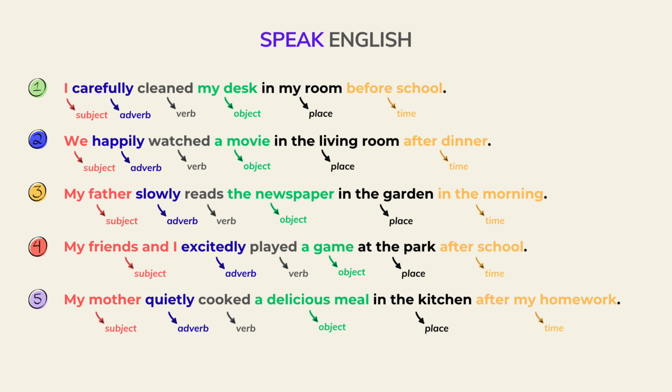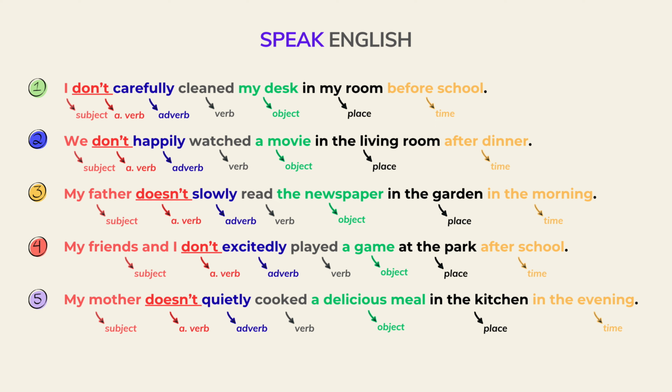As you noticed, all of these sentences are positive sentences. So how do we make them negative? We look at the tense. For present simple, we use do and does. So we can say I do not clean or he does not read. Or you can also say don't or doesn't.